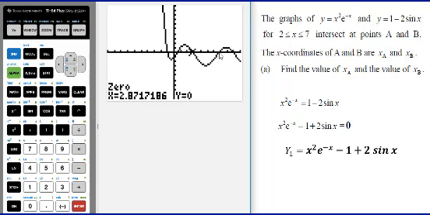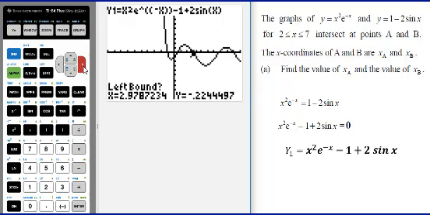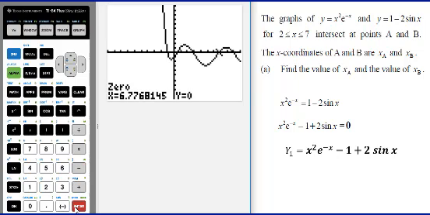Now I want to figure out this point, that's the root. So I still go to second trace, 2. Then move the arrow to the left side of this x-intercept. I put enter. Right side of this x-intercept, I put enter. Then enter. Your xb equals 6.77.